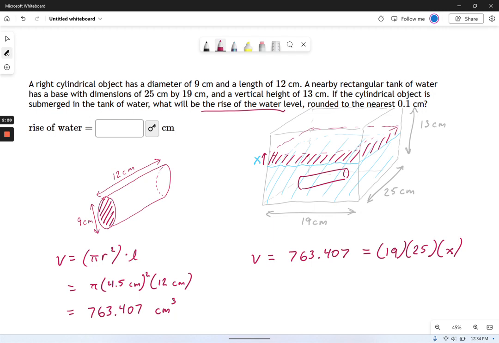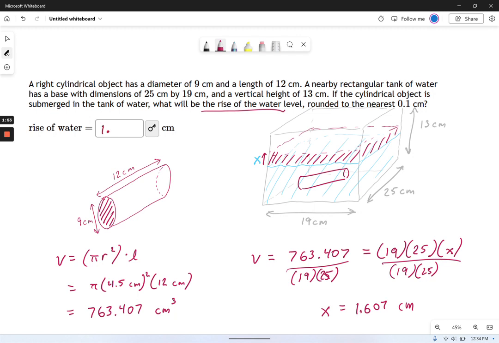So look at this, we've got an equation here, and all we have to do is divide both sides of this by 19 and by 25, and we are going to figure out the height that the water in the tank rises by. So 763 divided by 19 divided by 25. Okay, x, the rise of the water level, is 1.607 centimeters. So it goes up a little bit, not too much. And that's not too surprising. I mean, it's a pretty big tank.